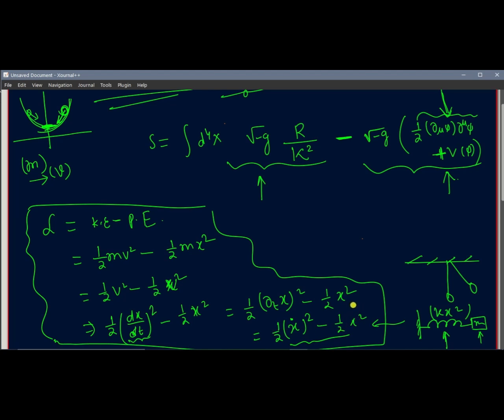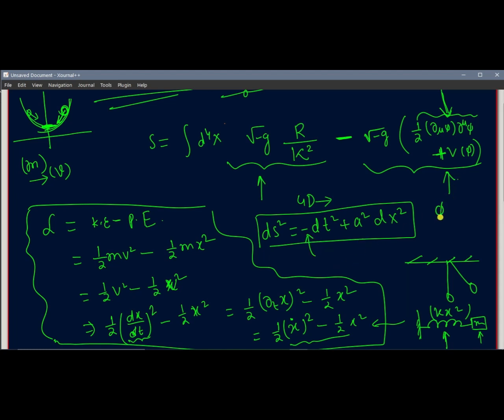Now since we are working in the 4-dimensional world, we have already seen the Friedmann-Lemaitre metric, where we are assuming that the universe is homogeneous and isotropic. So the metric is ds² = -dt² + a²dx², where the time part has the negative sign. Now we are assuming that this field only depends on time, because of the homogeneity and the isotropy.